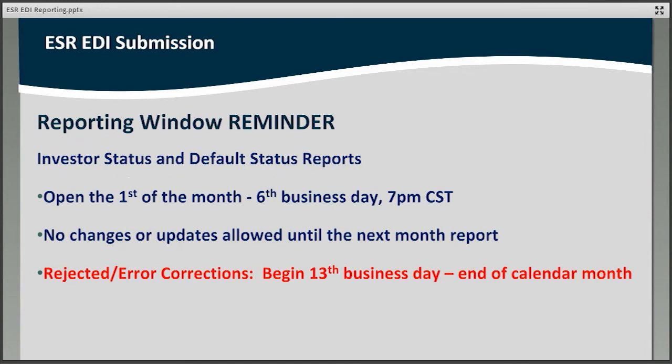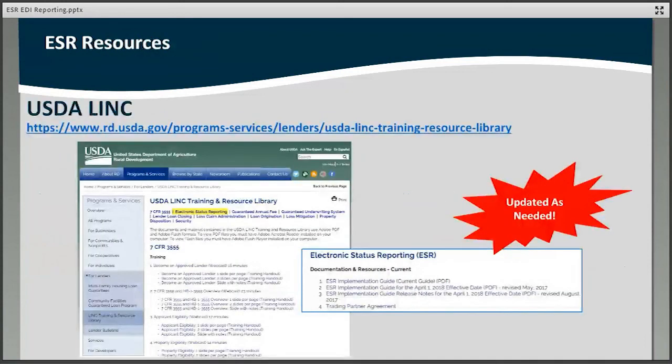As a final reminder, all monthly investor status and default status reports may begin on the 1st of the month and are due by the 6th government business day at 7 p.m. Central Standard Time. No changes or updates to any loan or default status will be allowed until the next monthly reporting period. Rejected loan statuses or identified errors may be corrected beginning the 13th government business day of the month until the end of the calendar month.